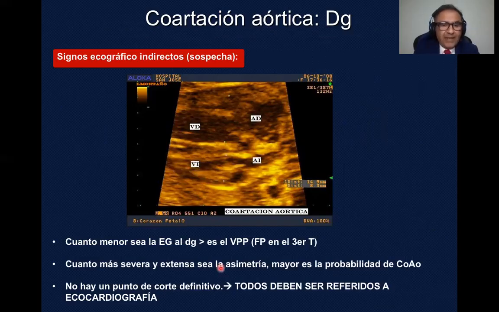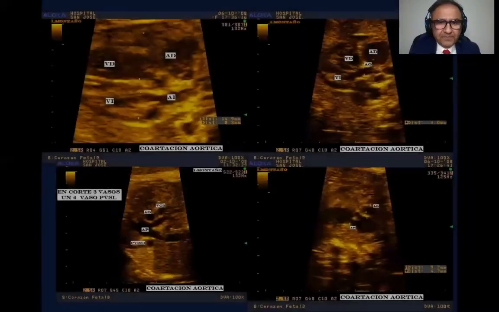The earlier the gestational age at the time of diagnosis, the greater the likelihood that this represents an aortic coarctation. False positive findings can occur in the third trimester, and the more severe and more extensive the degree of asymmetry is, the greater the likelihood of aortic coarctation. There is no single definitive cutoff point, and once an aortic coarctation is suspected, the pregnant patient should be promptly referred in a timely manner so that a fetal echocardiogram can be performed as soon as possible.